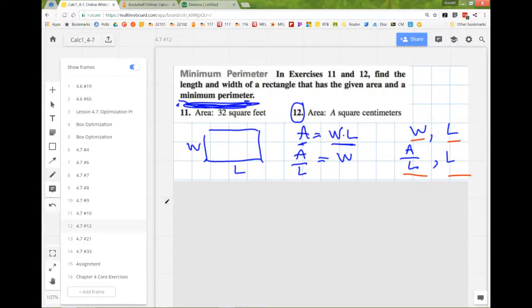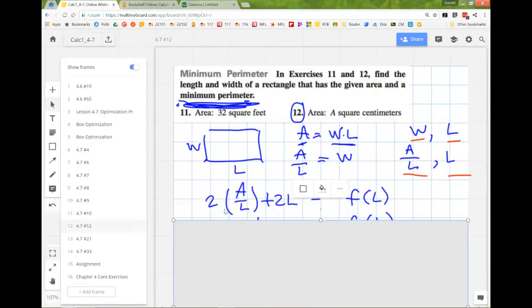All right, now what are we supposed to do? Minimize the perimeter. How do you find the perimeter when you know the width? Oh, that's add 2 widths to 2 lengths. Yep. So here we go. 2 widths, 2 times A over L, plus 2 lengths, 2L, and that's our function. And now we need to minimize that.